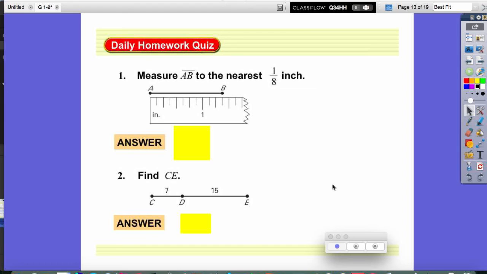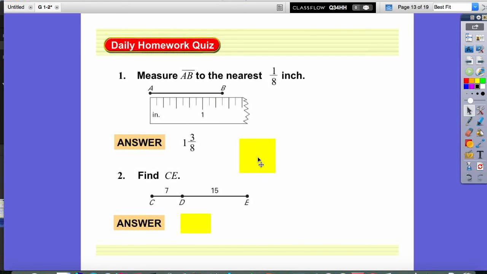We're already at the daily homework quiz. This is really a pretty short, simple lesson. So for problem number 1, AB to the nearest 1/8 of an inch, and they have the ruler drawing there, is 1 3/8. Number 2, CE. CD is 7 units long, DE is 15 units long. You add them together and you get 22.